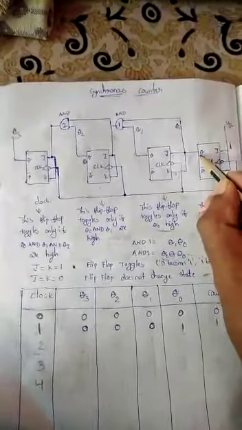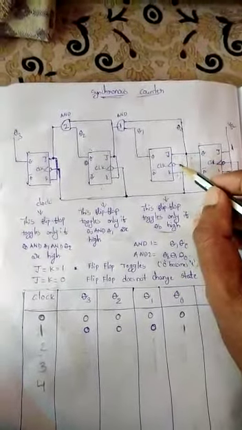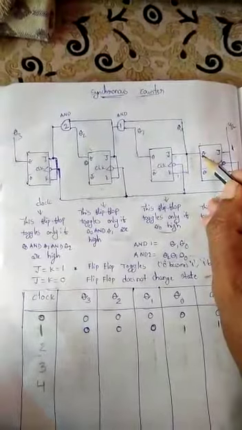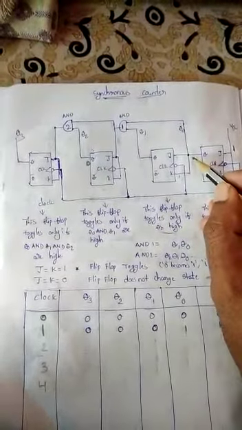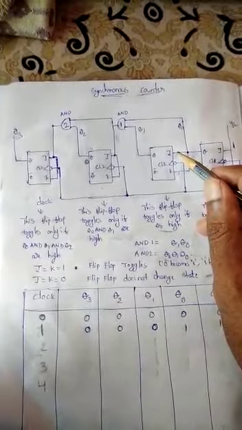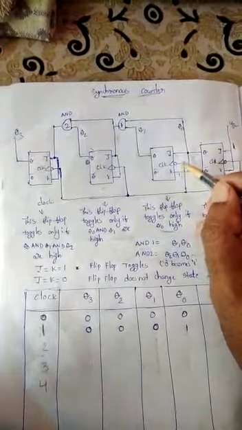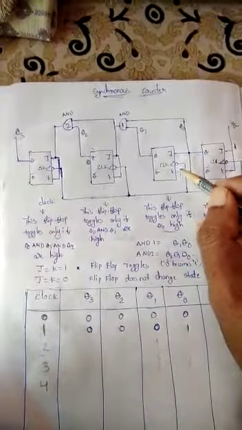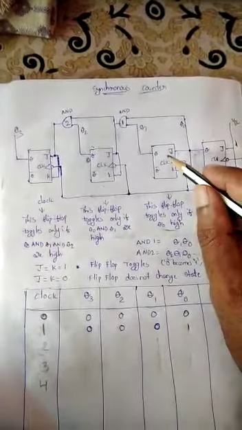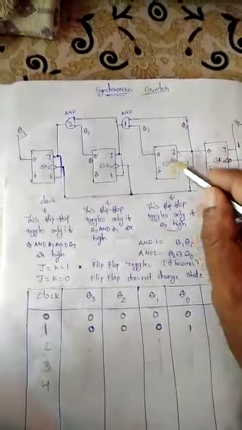This Q0 is connected to the inputs of the second flip-flop. When the first flip-flop output Q0 is high, the second flip-flop inputs J and K are automatically high, that is, J is equal to 1 and K is equal to 1, and the flip-flop goes to the toggle state.